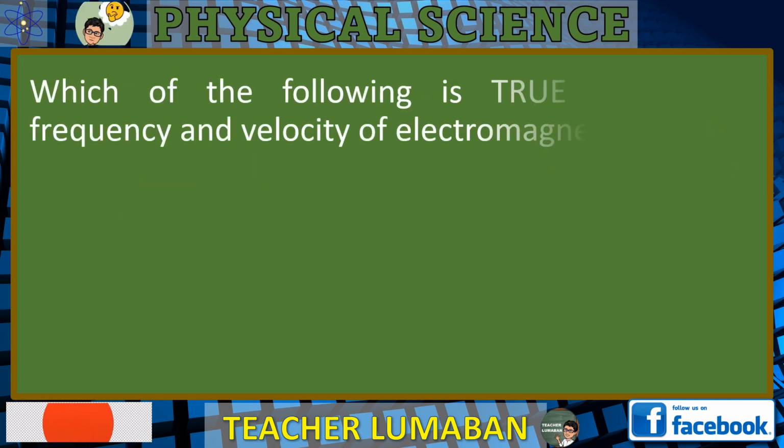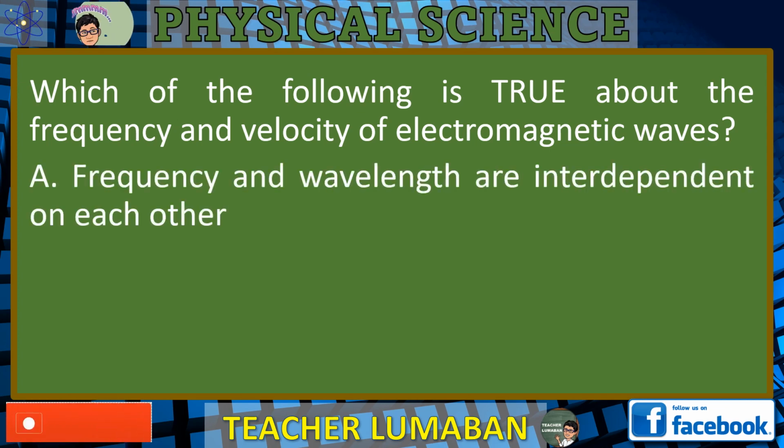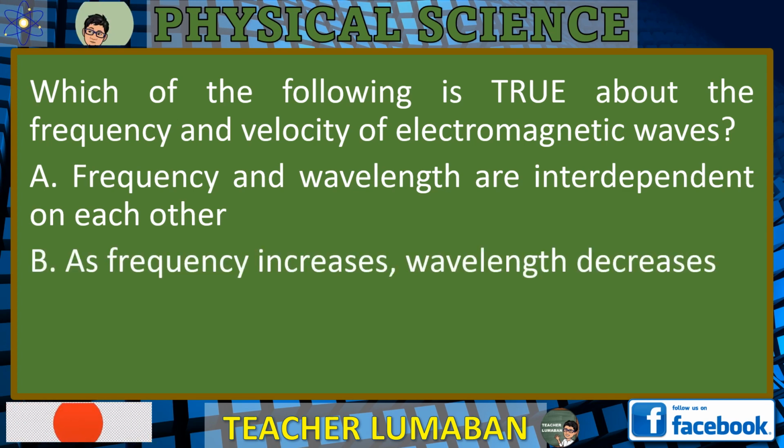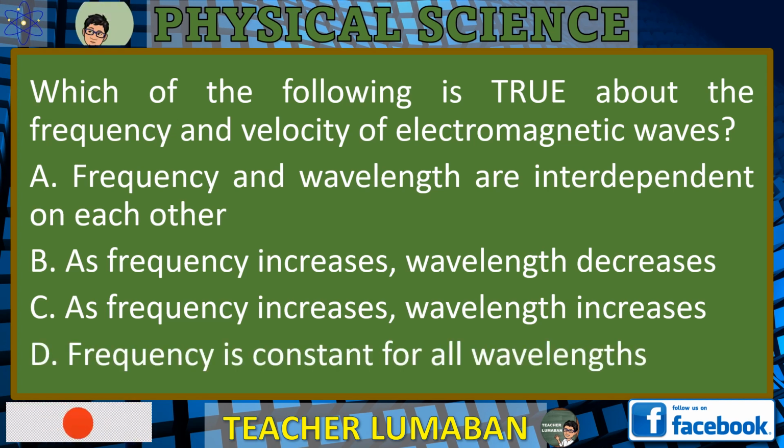Which of the following is true about the frequency and velocity of electromagnetic waves? Letter A. Frequency and wavelength are interdependent on each other. Letter B. As frequency increases, wavelength decreases. Letter C. As frequency increases, wavelength increases. Letter D. Frequency is constant for all wavelengths.